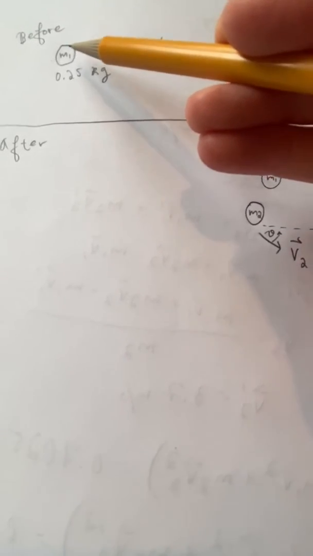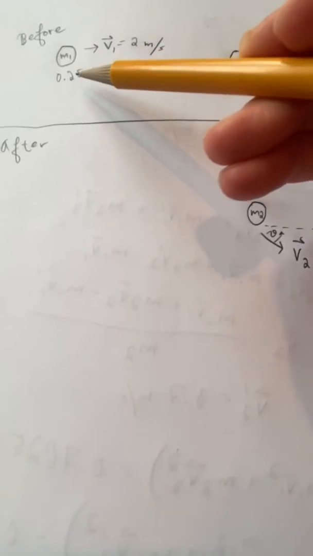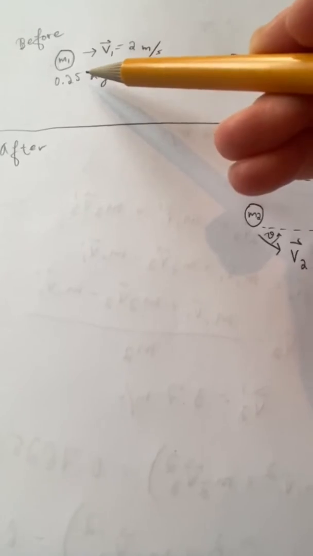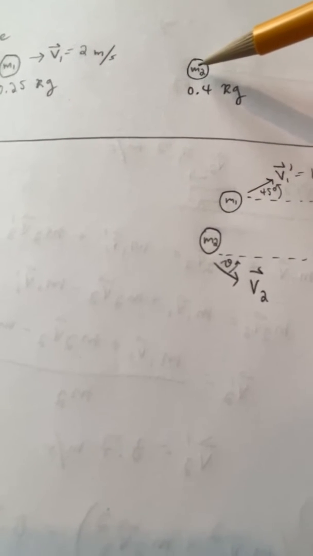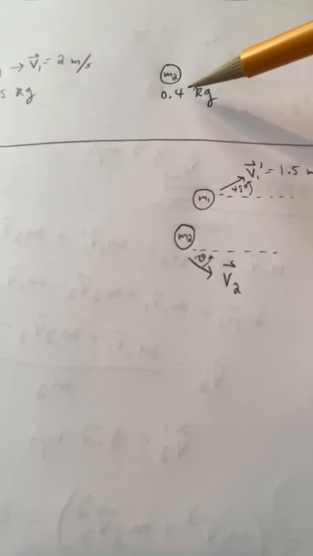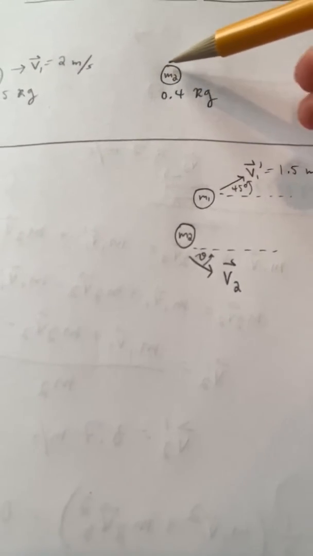So let's take a look at a kind of classic example of a two-dimensional collision. Let's say we have one mass, we'll call it M1, and it's got a mass of 1/4 of a kilogram, and it's traveling at 2 meters per second. And it's heading straight toward this other mass, M2, which is 0.4 kilograms, but it's at rest.